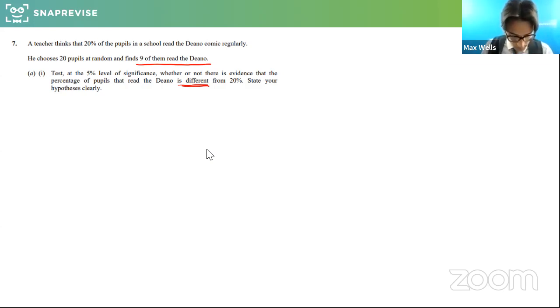So here we go. This is, as we said, a hypothesis test question, but what's really important here is that this wording, that it's different, actually implies something really important, and it tells us that this is a two-tailed test.